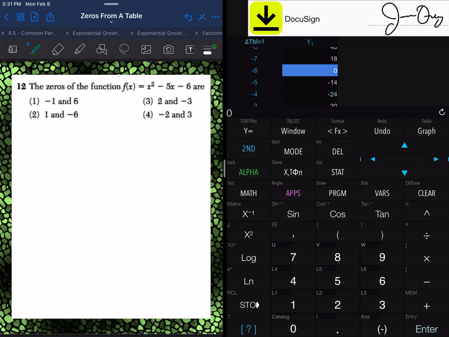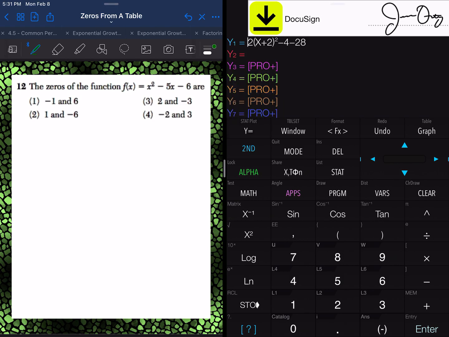I'm going to have you try one on your own. I will help you out by typing in what you need to in the calculator. X squared minus 5x minus 6, and you hit second graph. What are the two zeros for this function?